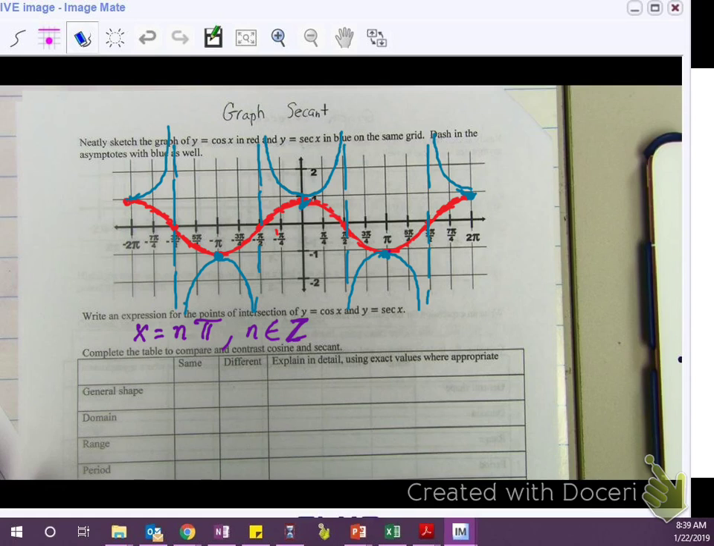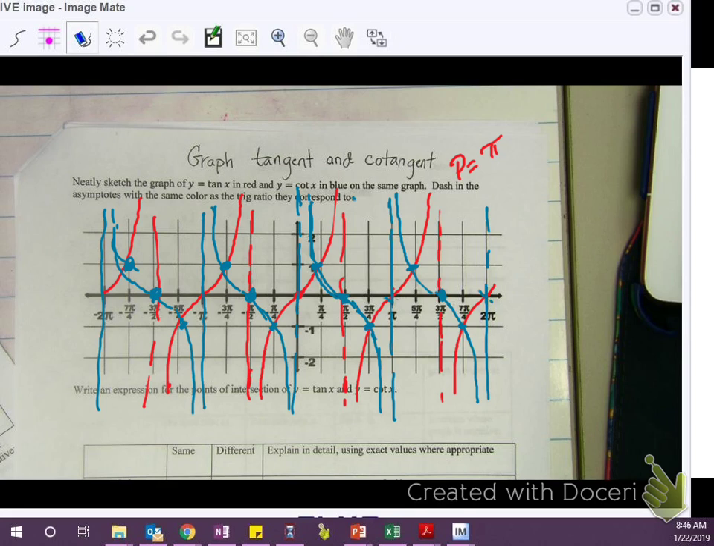So the intersections are at x equals n pi, where n is an element of the integers. So the red ones are tangent. The blue ones are cotangent. They're shifted and reflected, one or the other. And the intersections are at x equals pi over 4 plus n times pi over 2, where n is an element of the integers.